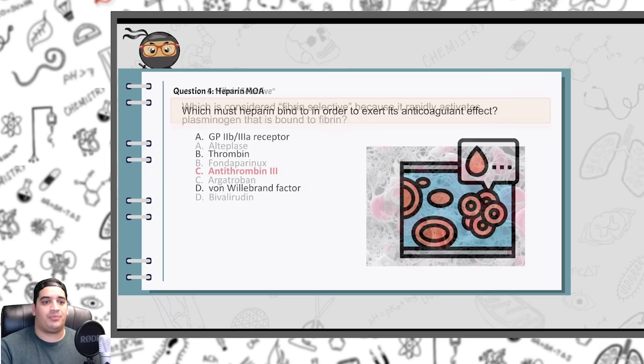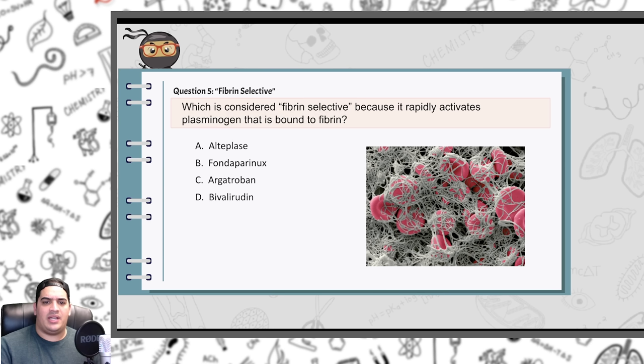Fibrin selective, which is considered fibrin selective because it rapidly activates plasminogen that is bound to fibrin. So we talked about the thrombolytics within the lecture on anticoagulants, and I thought it was a good one to throw in there with them. These are things that activate plasminogen, helping convert it into plasmin, which breaks down fibrin.